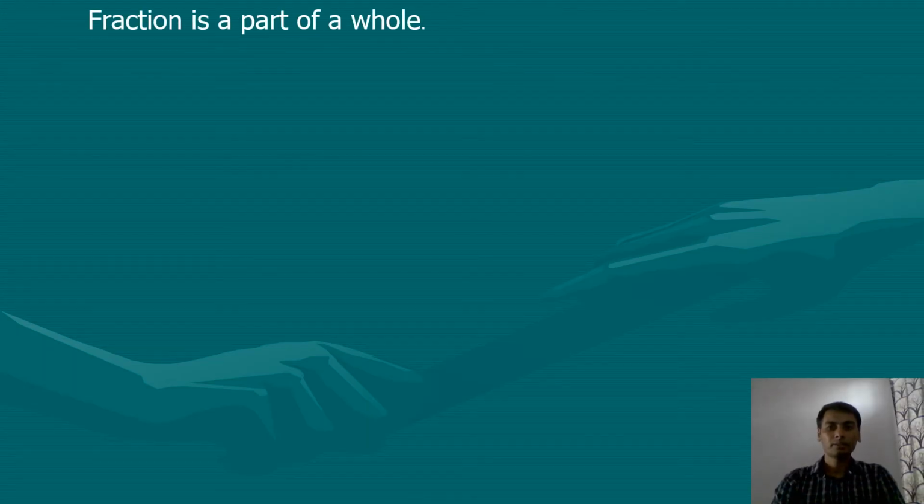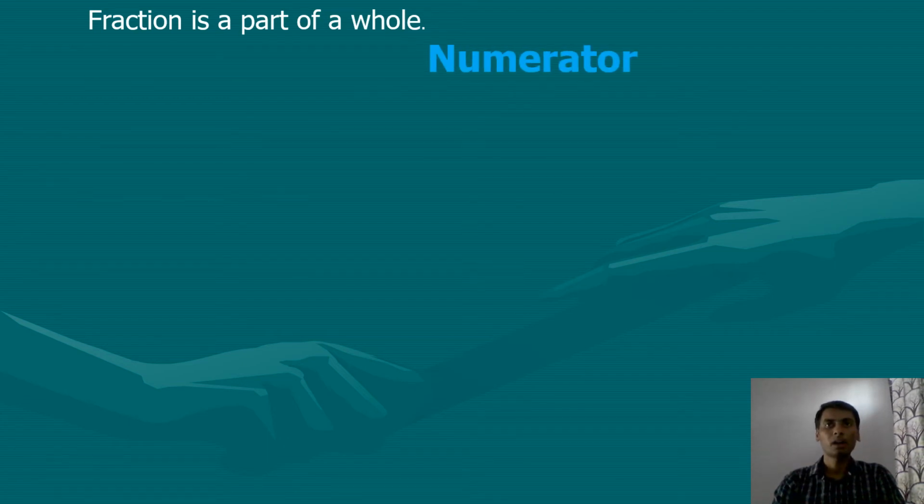Now fraction, what is a fraction? We are going to learn about the fraction. The fraction is a part of a whole. If any object is divided into different parts, it can be divided into two parts or three parts or four parts, that is the whole thing. If it is divided into three parts, the whole is three. Divided into four parts, the whole is four.